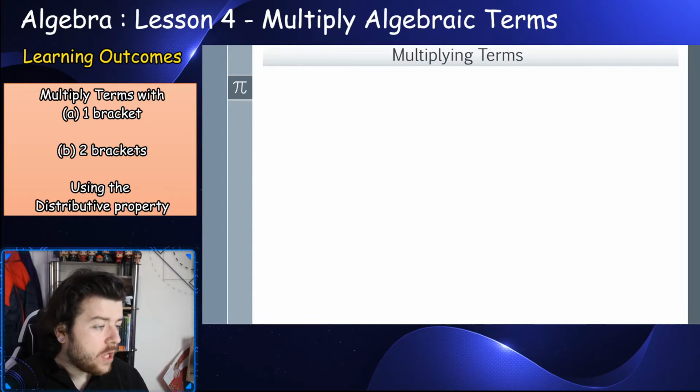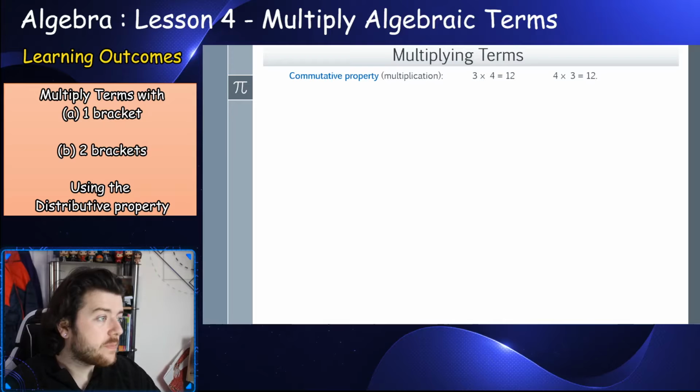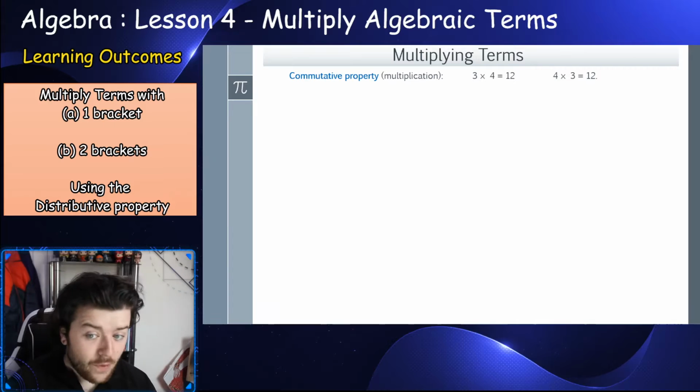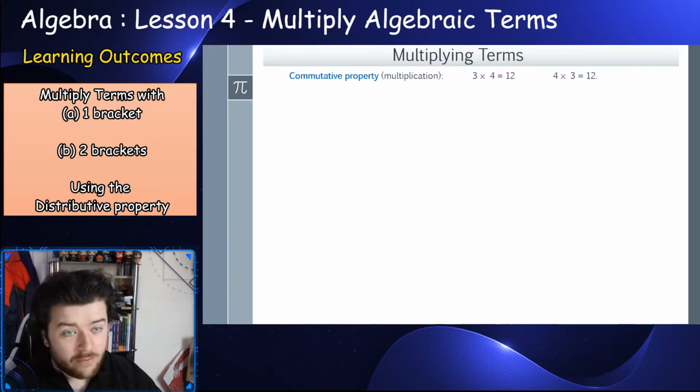Right, so we know how to add and subtract algebraic terms. So now the next step obviously is to multiply. Before we do the multiplication of it, I just want to bring your attention to something called the commutative property, which is nothing too complicated. Don't let the word freak you out. It just means, if I have 3 times 4, that's the same as 4 times 3. That's basically what the commutative property is.